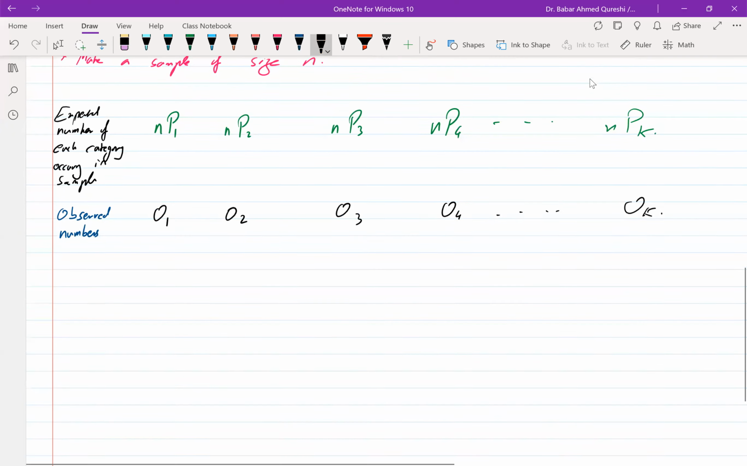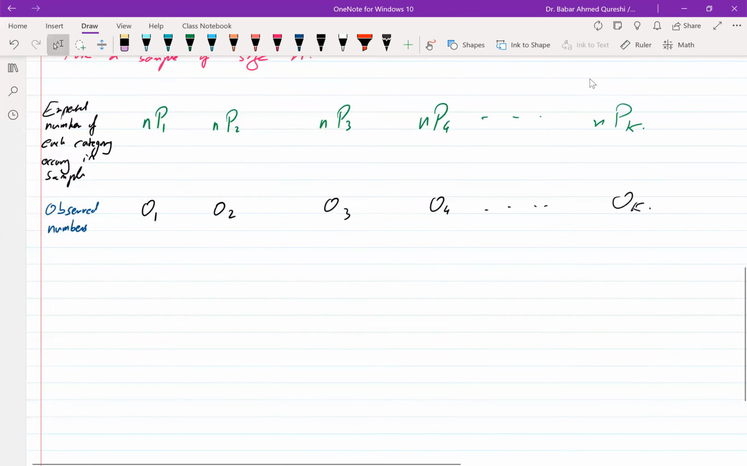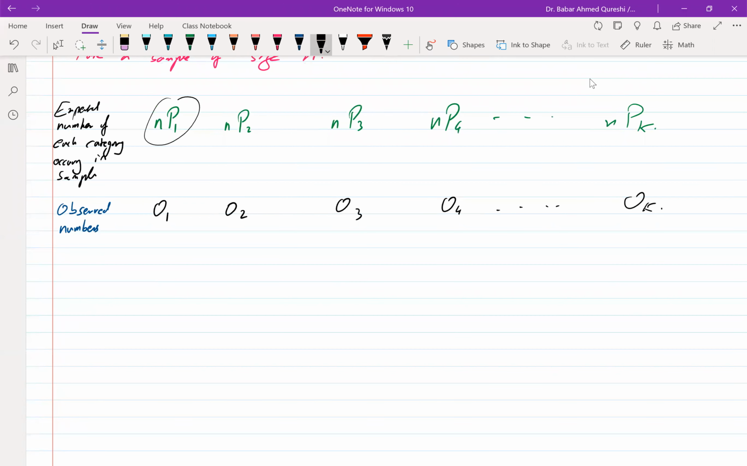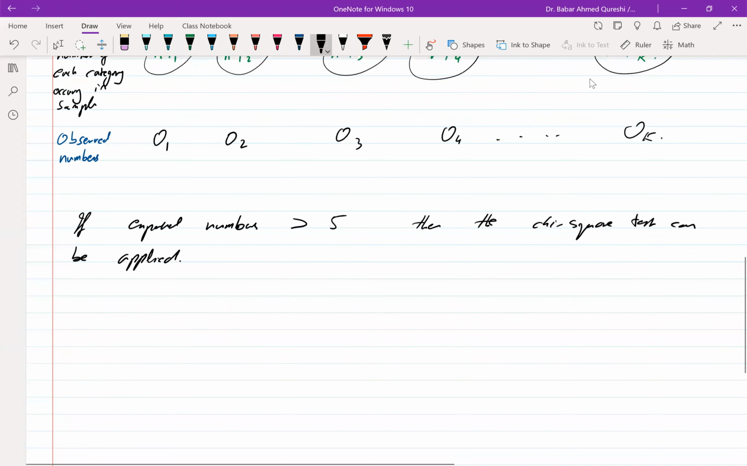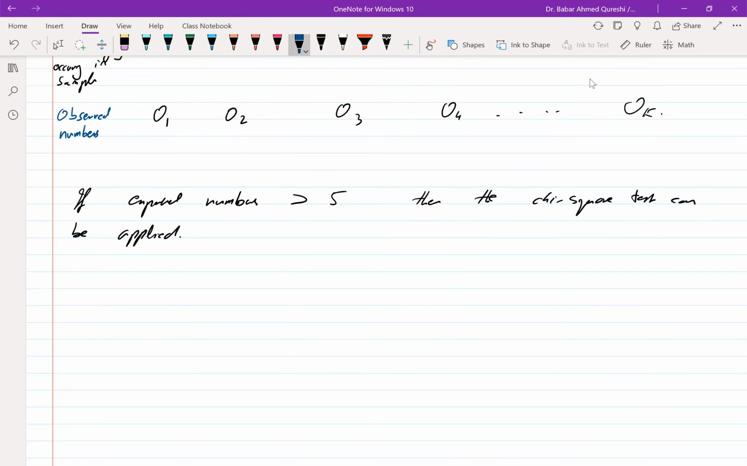So first of all, when will this test work? You need each one of them expected numbers. If expected numbers are greater than 5, then the chi-square test can be applied. And what's the test? You compute this chi-square variable.